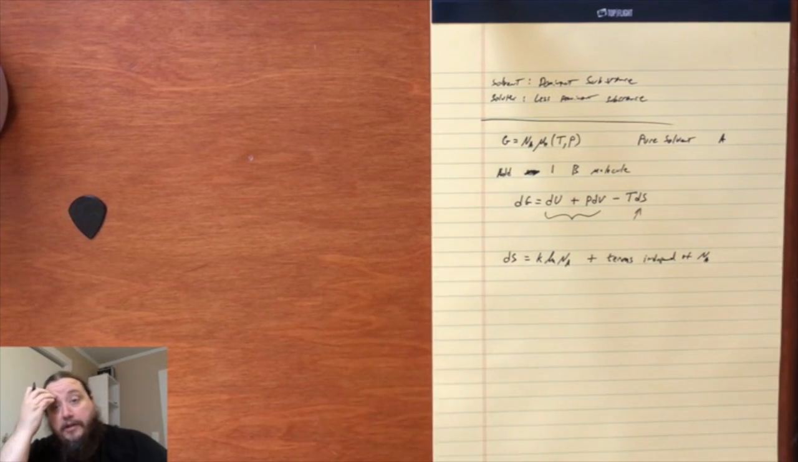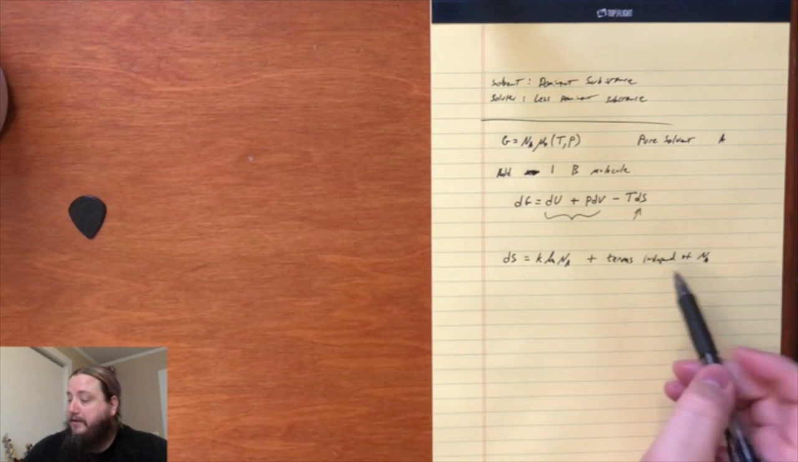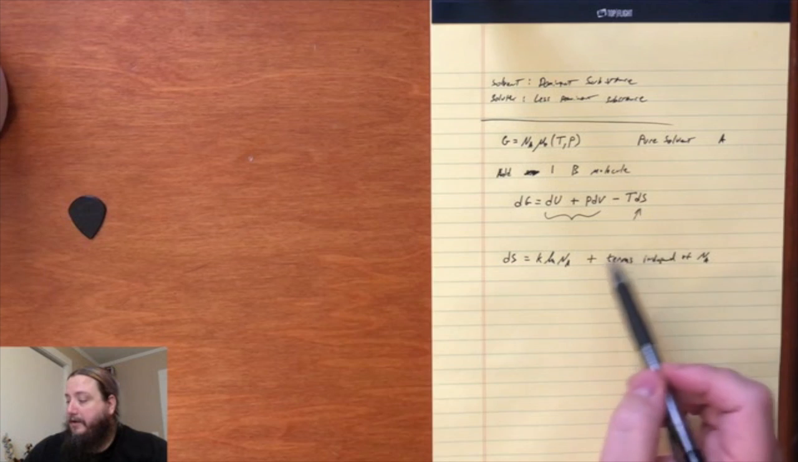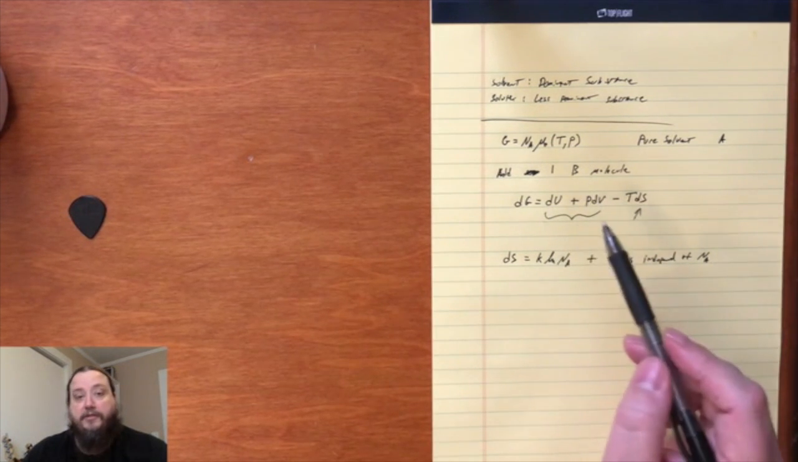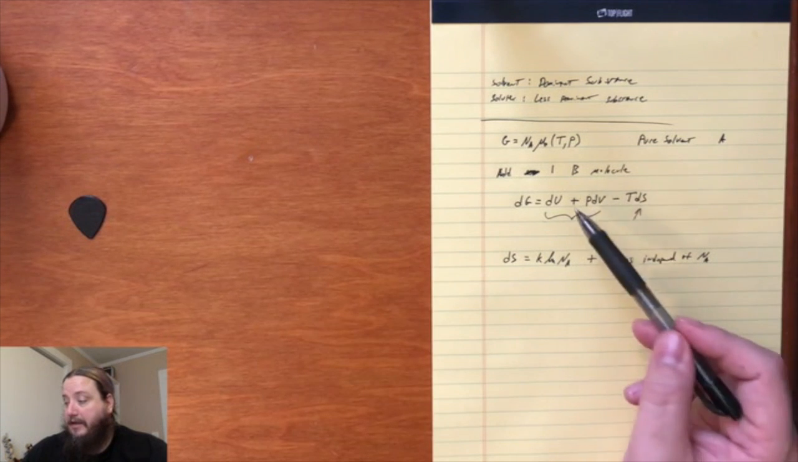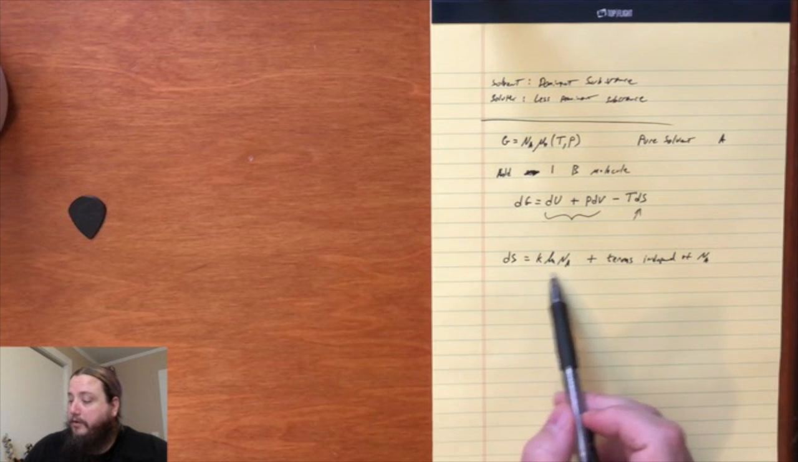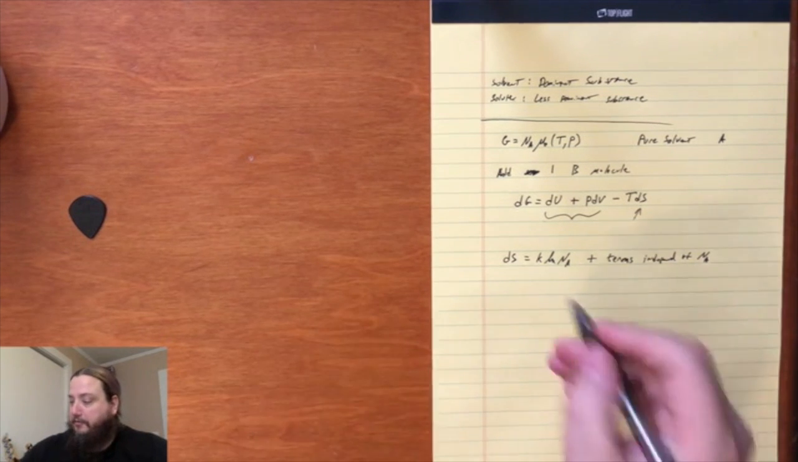Right, so we have terms in the entropy that are independent of the size of the solvent system, and we have terms in the energy and PDV terms that are independent of the size of the solvent system, plus we have this one term here which does depend explicitly on the number of particles in our system.